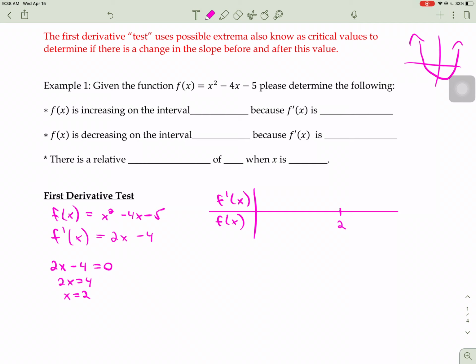Okay, so now what we're going to do is pick a number to the left and to the right of 2 and substitute it into the derivative. All right, so let's find f prime of, let's do 0. So f prime of 0 is 2 times 0 minus 4, which is negative 4. So the slope of the tangent line at 0 is negative 4. So that means it's negative, which means the function is decreasing.